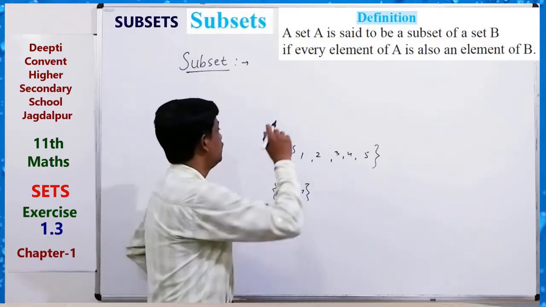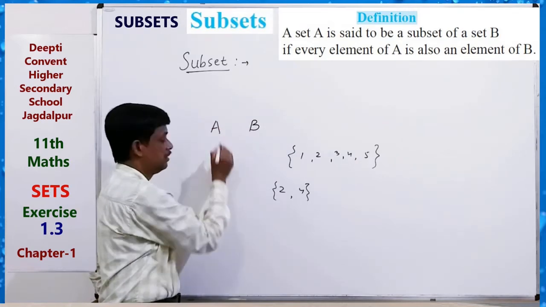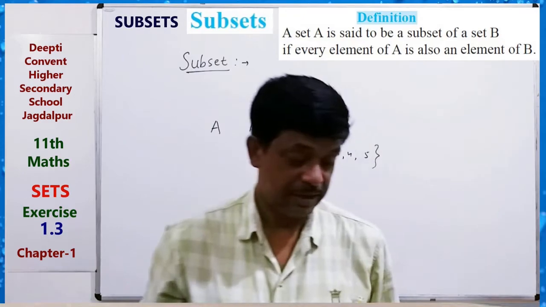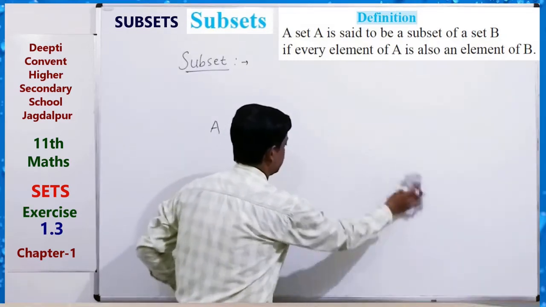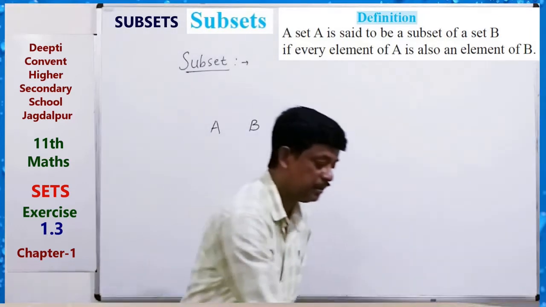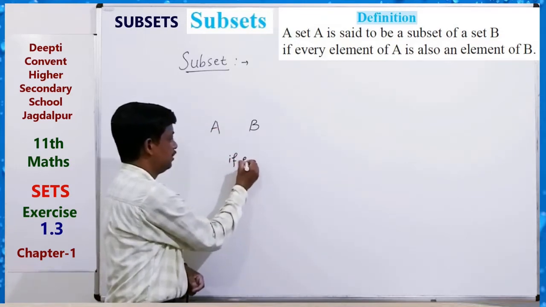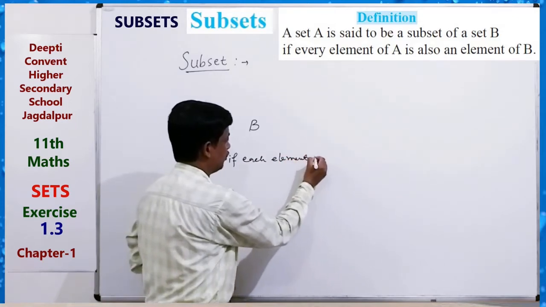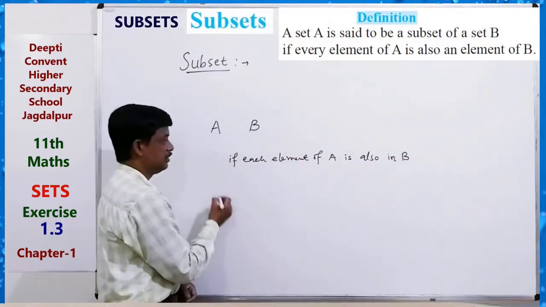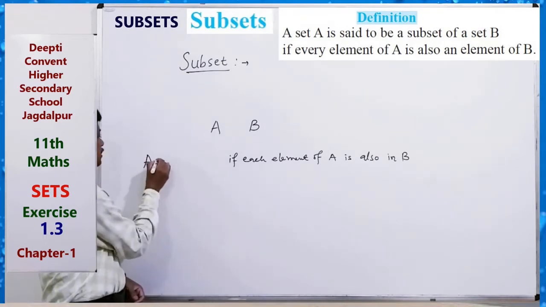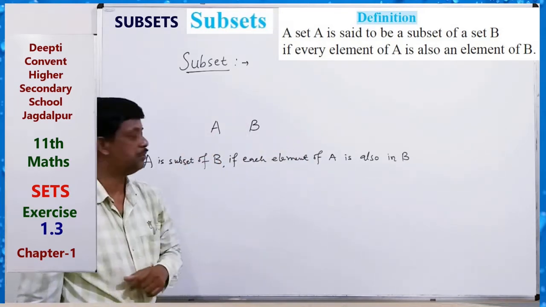So the actual definition: if we are having two sets, suppose set B and set A, then we say that A is a subset of B if every element of A is in B. If each element of A is also in B. That is, A is a subset of B if each element of A is in B.